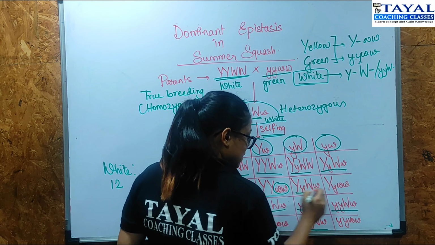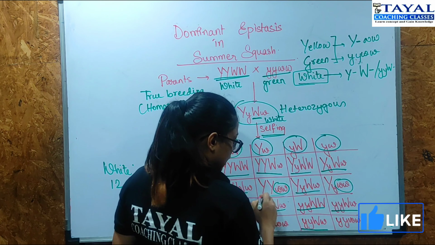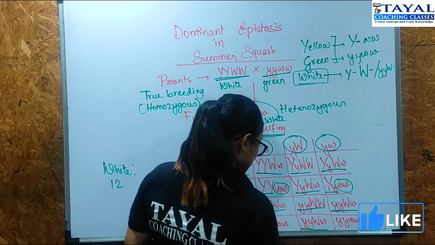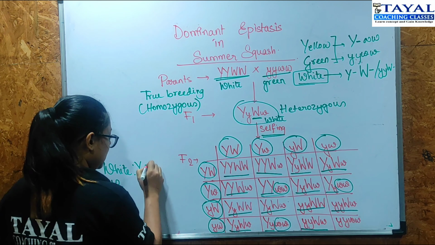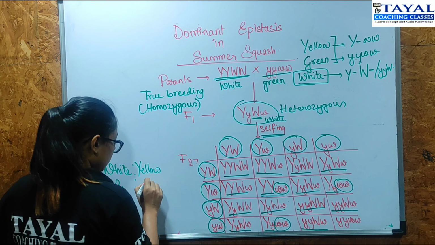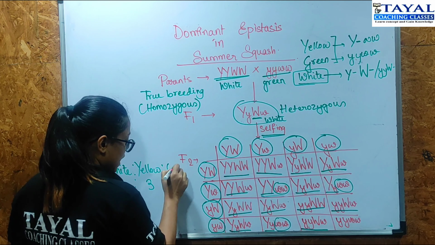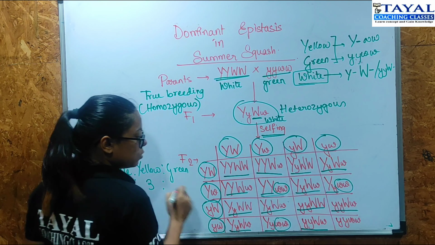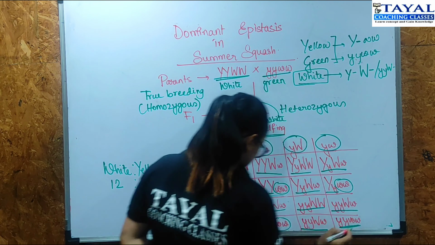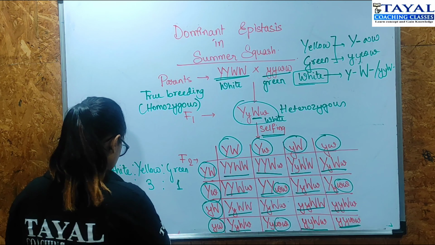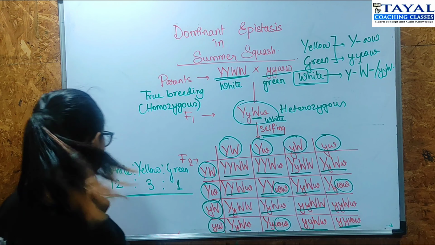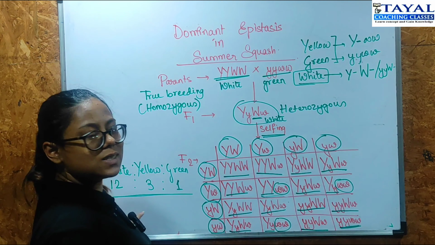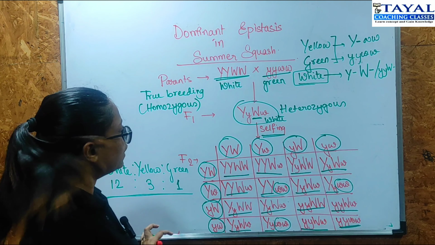Here, because the W's are small and you have at least one capital Y, these would then obviously be yellow. So you would get 3 yellows, and the only true homozygous recessive is this one, which is the green. So the ratio here will vary from Mendel and will change into a 12:3:1. Correct?